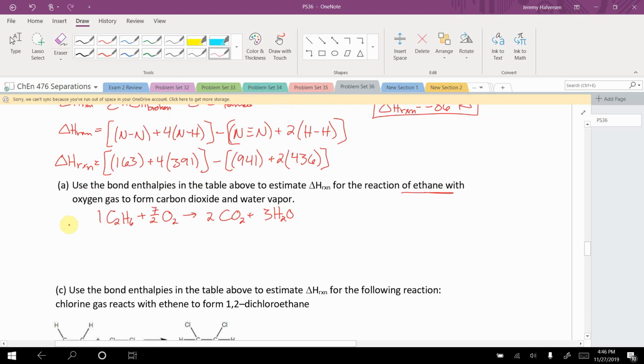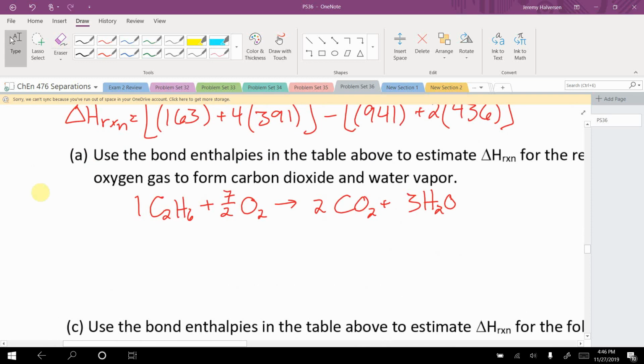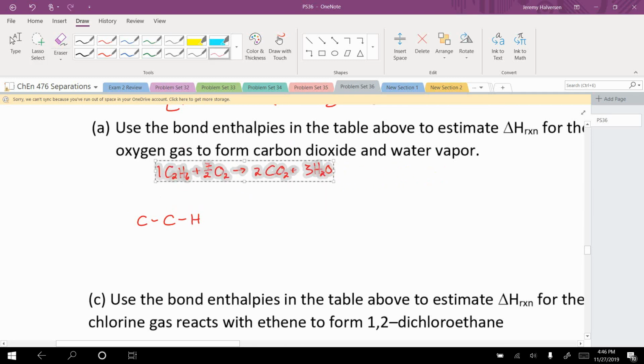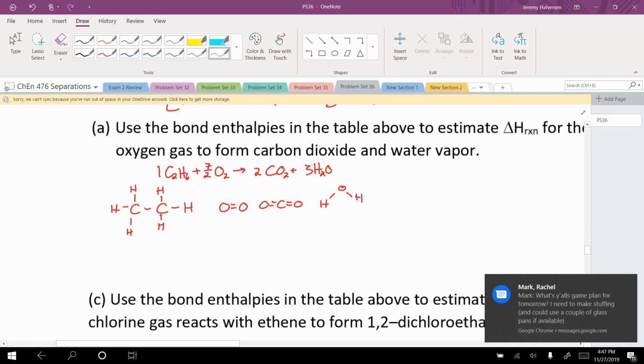Okay, so if I want to figure out which bonds are formed and broken, I'm going to have to draw out the Lewis structures here. I'm going to need a lot more space. C2H6 looks like this. O2 looks like that. CO2 looks like this. And H2O looks like that.